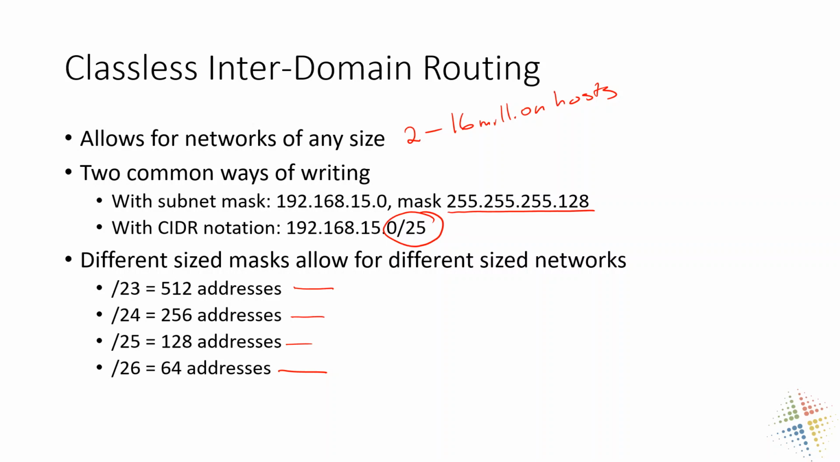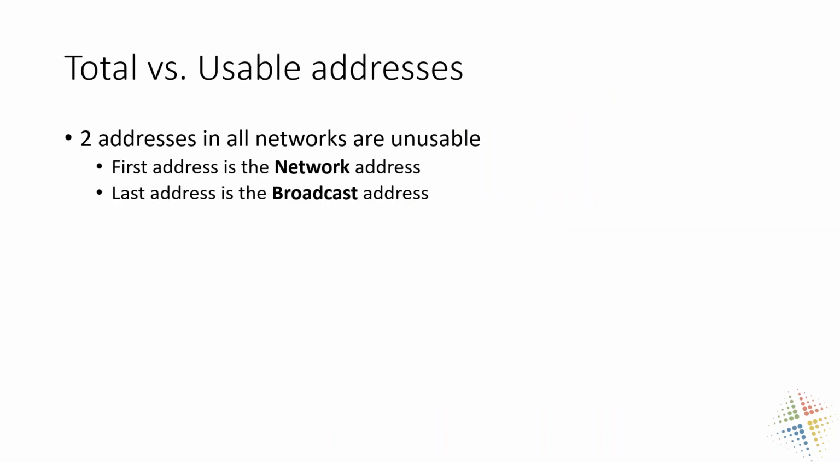Okay, so as we're talking about this, there is a difference between usable hosts and usable addresses versus total addresses. And this is important to throw in here as we're talking about these address sizes. In every single network, there are 2 addresses which are unusable. The very first address in a network is referred to as a network address.